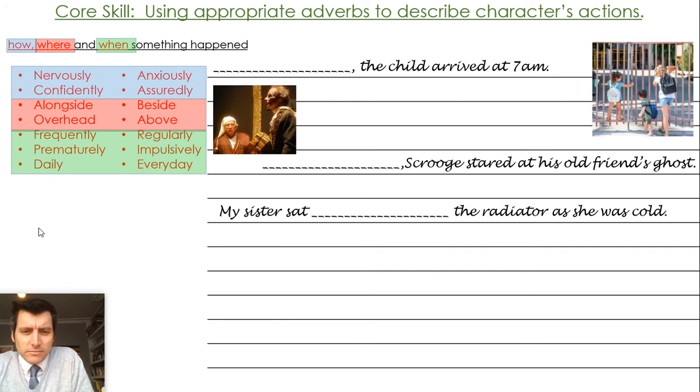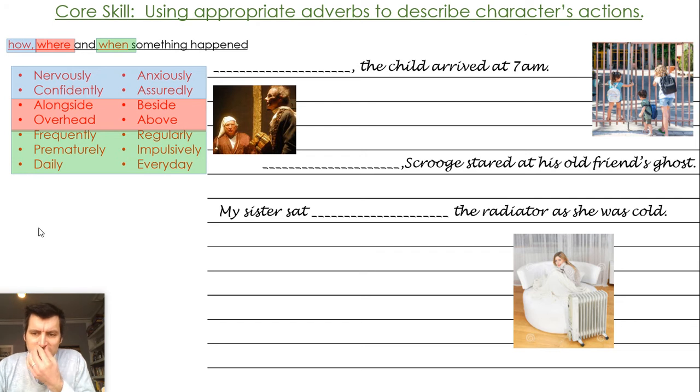My sister sat. Where is she sitting? She's sitting there because she was cold. So somewhere in relation to the radiator: on top of, away from, under. What do you think? What would be an appropriate adverb there? Okay, and we've got the idea of the sister here. This isn't my sister, don't worry. We don't have such a big fancy sofa chair as that.